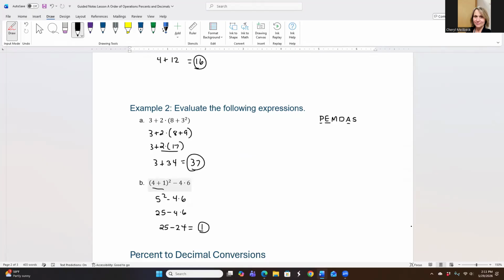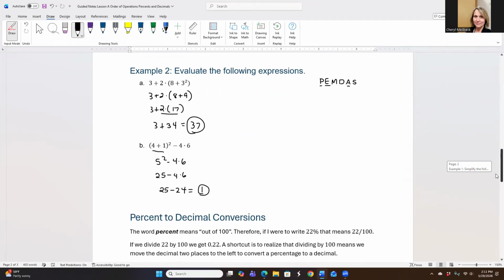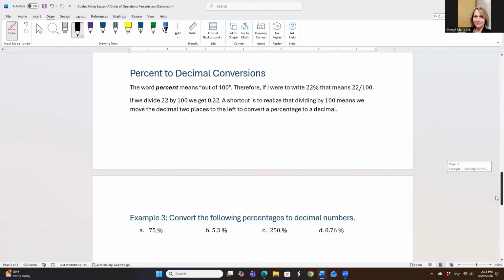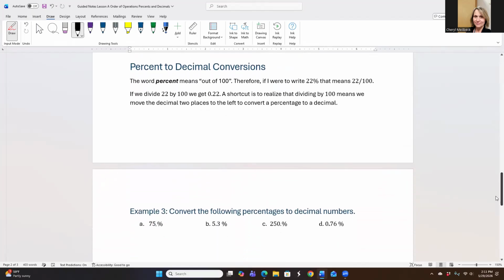So we've gone through a few examples, and you'll want to be working on these on your worksheets and seeing how you do. The next concept we're covering in these notes is percent to decimal conversions. Now, the word percent: per means out of, and cent means 100. Therefore, if we write 22%, that means 22 out of 100, or 22 divided by 100. If we divide 22 by 100, we get 0.22.